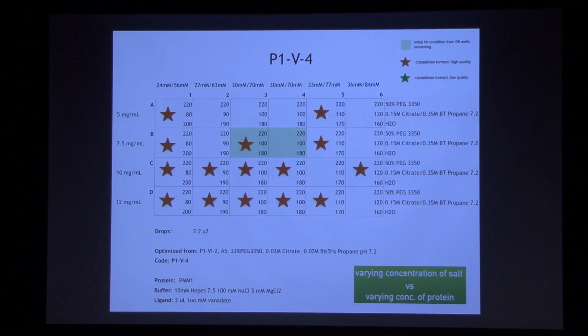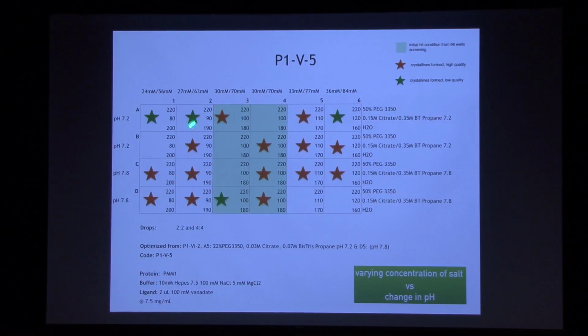So here are our actual crystal setup tables. The shaded areas were the conditions we took from the original screening batch, and we optimized them in varying concentration of salt versus varying concentration of protein. And the stars just show that there were crystals. We took the exact same conditions, but optimized them with varying concentration of salt versus change in pH. And again, the stars show where the crystals were.